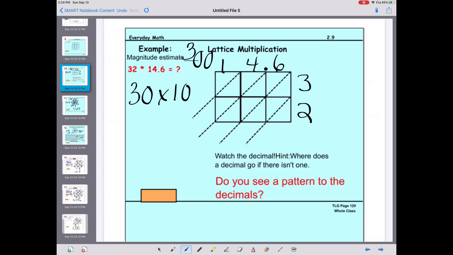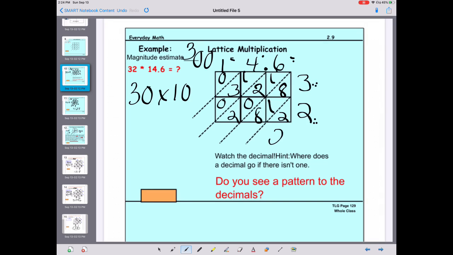And we're going to do our problem. 6 times 3 is 18. 4 times 3 is 12. We have one more box, so keep going. 1 times 3 is 3. 6 times 2 is 12. 4 times 2 is 8. 1 times 2 is 2.